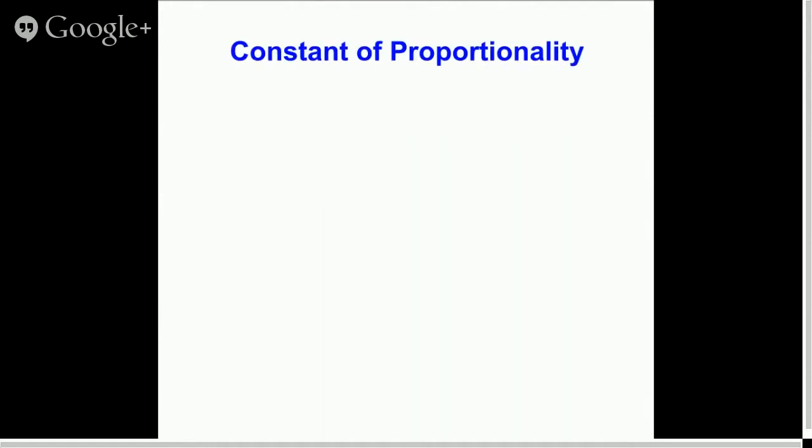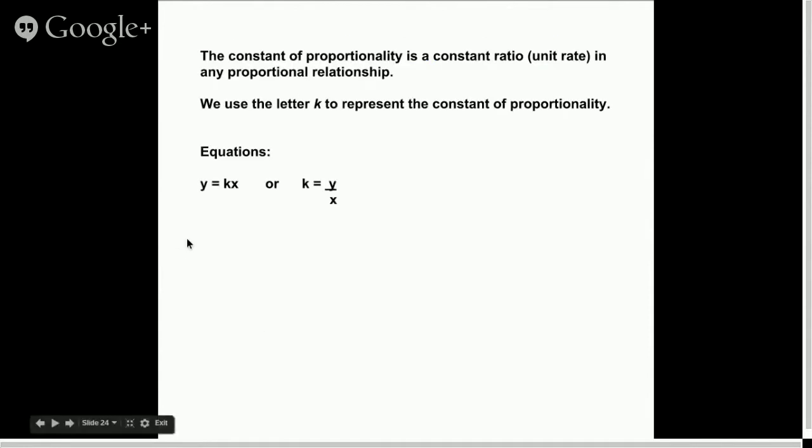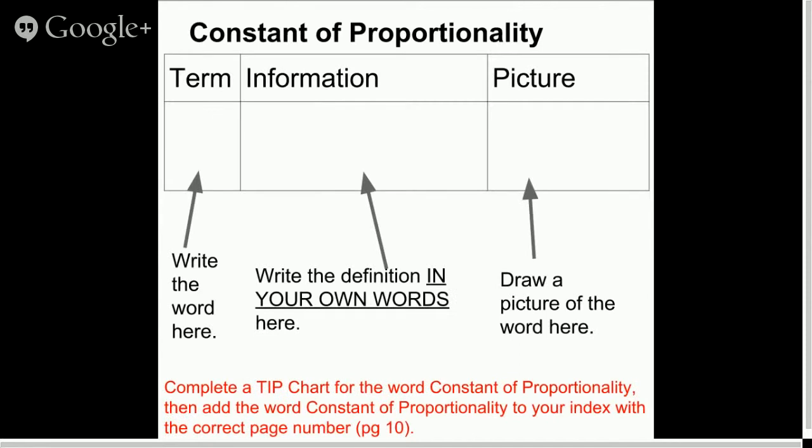All right, next we need the constant of proportionality. The constant of proportionality is a unit rate in any proportional relationship. So y equals some number, we're going to call that number k, times x. And you can find k by taking y and dividing it by x. Okay. Write a tip chart for the constant of proportionality. Go ahead and pause it. Okay. Add constant of proportionality to your index, and then we'll continue.